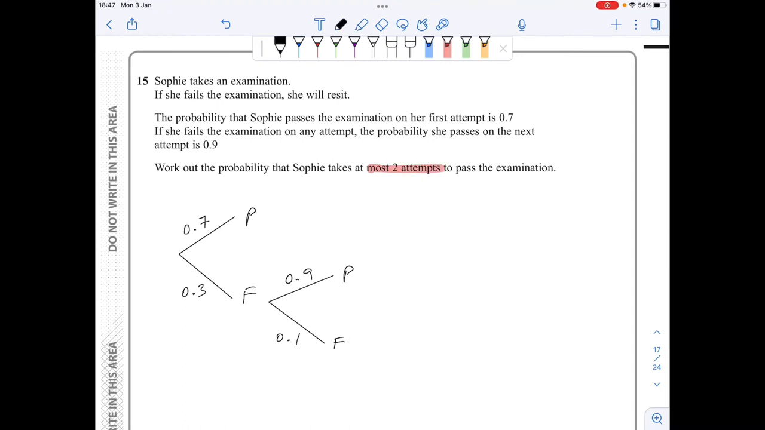Now, the probability of having at most 2 attempts is the probability of getting 1 or 2 attempts. So we're talking about either this path or this path. So it's either pass, or fail and then pass. Now the blue one is 0.7 plus the green one, which is 0.3 times 0.9. And then this will give me 0.97.